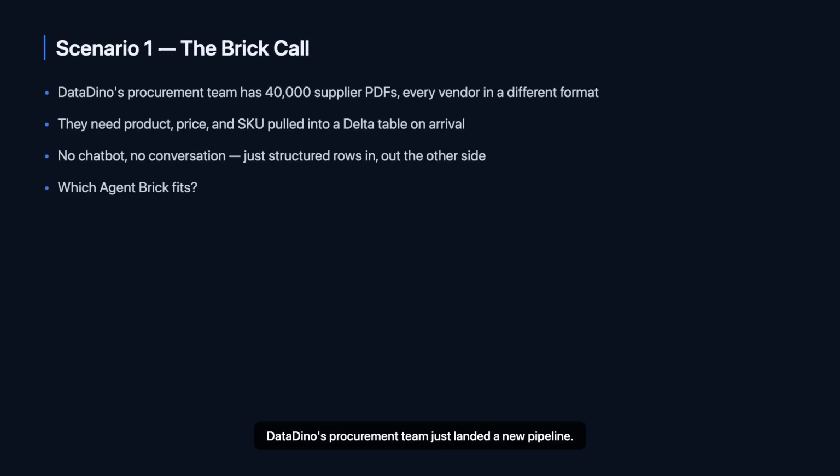Scenario 1. Databricks procurement team just landed a new pipeline. 40,000 supplier PDFs, every vendor formatting them differently. They want product, price, and SKU pulled into a Delta table whenever a new PDF lands. There's no chatbot in this picture. No conversation, just unstructured documents in, structured rows out. Which agent brick fits? Pause for a second before the next slide.